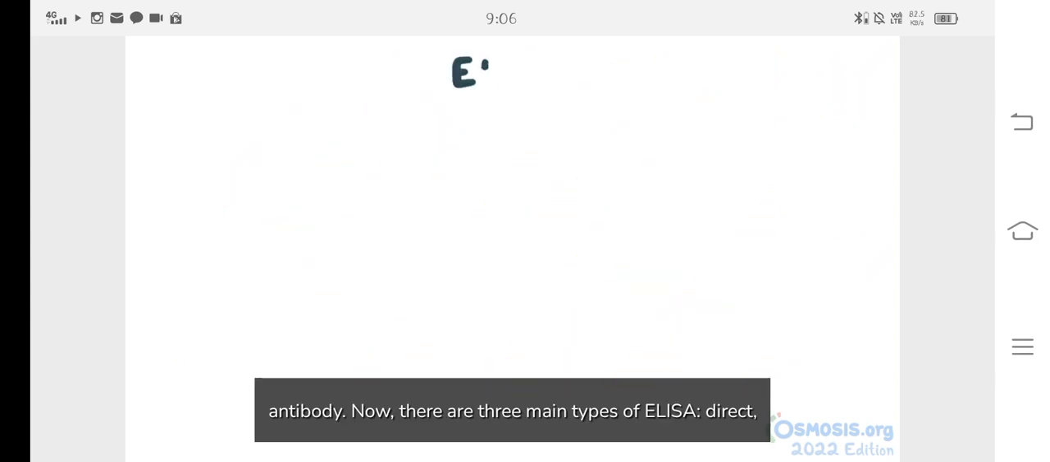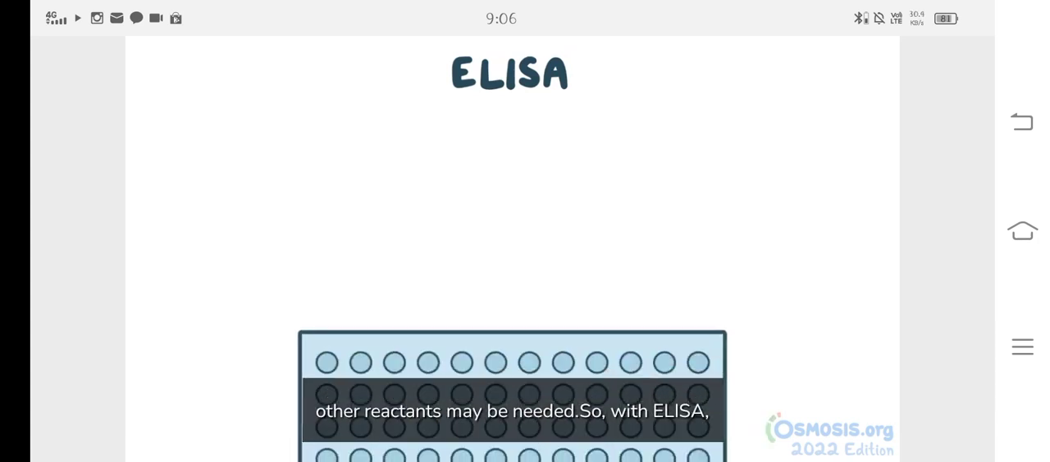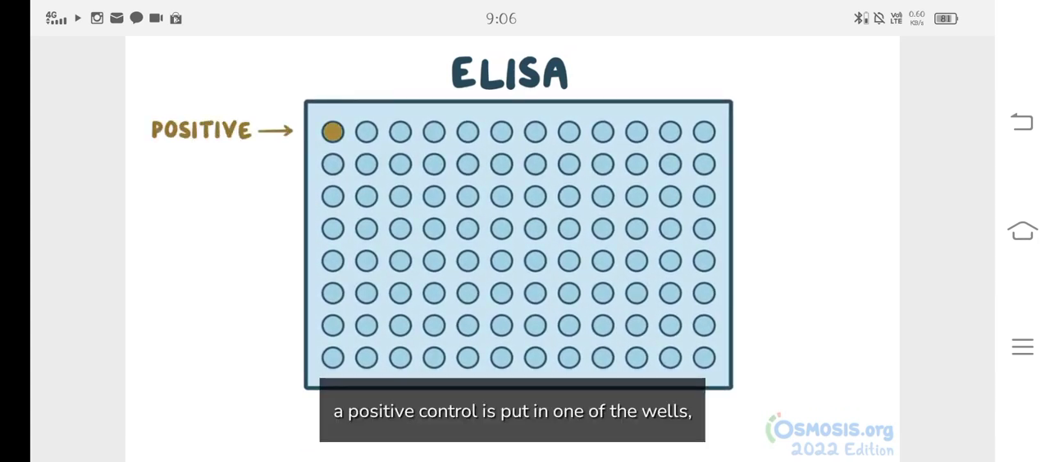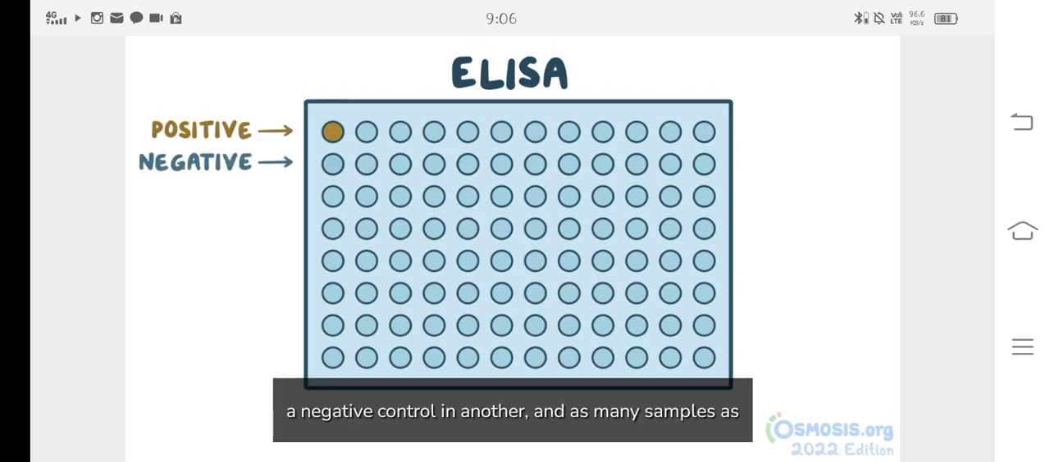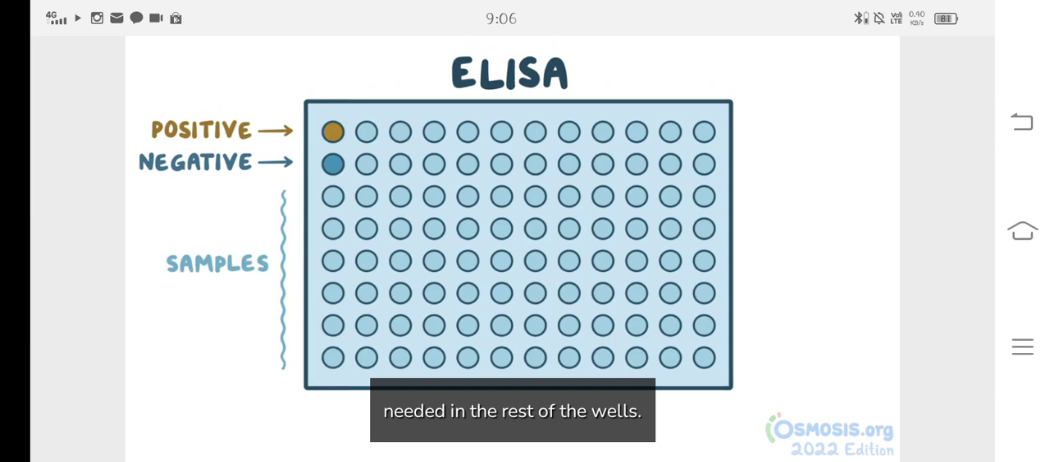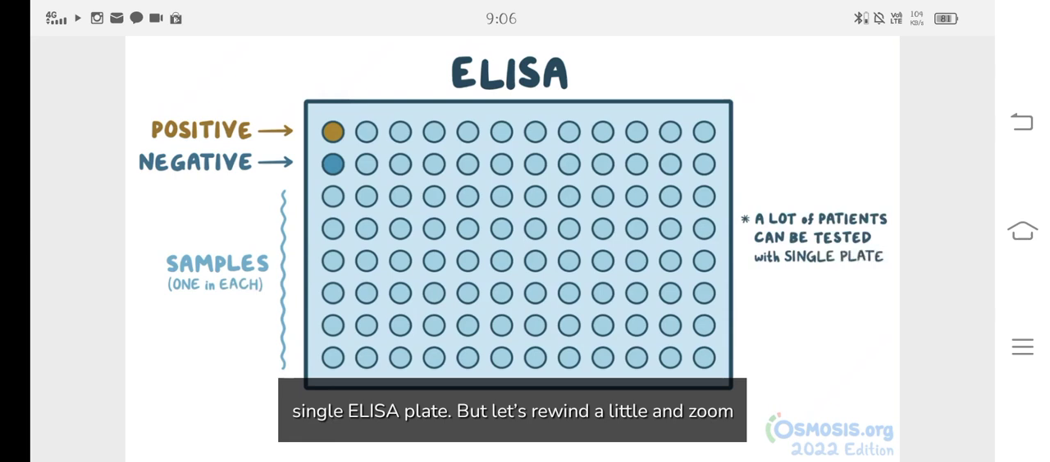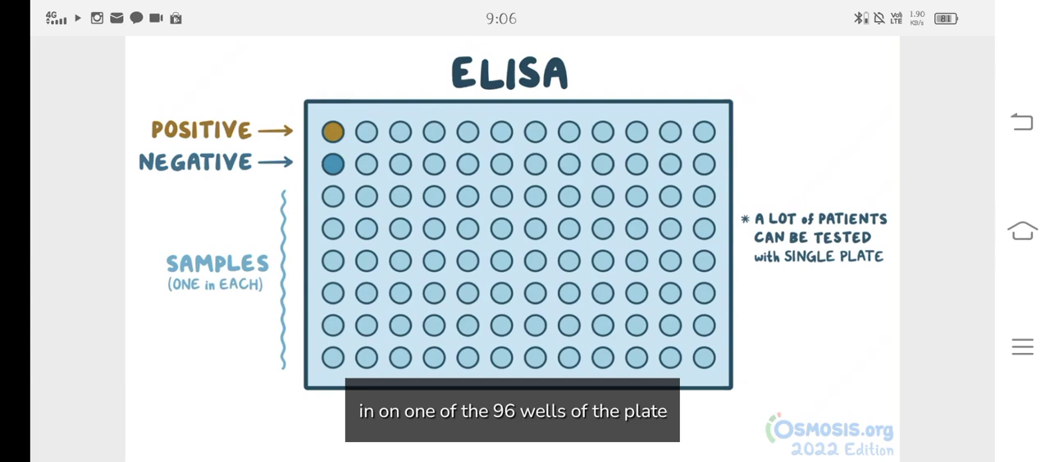Now, there are 3 main types of ELISA: direct, indirect, and sandwich ELISA, and depending on the type, other reactants may be needed. So with ELISA, a positive control is put in one of the wells, a negative control in another, and as many samples as needed in the rest of the wells. You can put 1 sample in each well, so a lot of patients can be tested with a single ELISA plate. But let's rewind a little and zoom in on one of the 96 wells of the plate to see how this whole thing works.